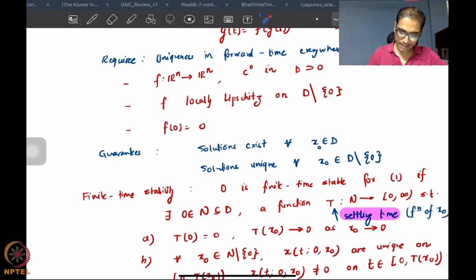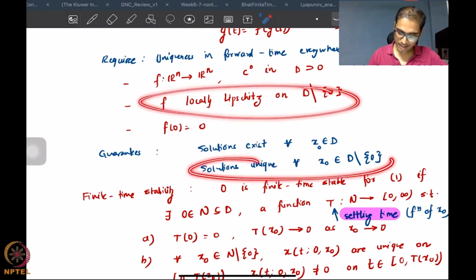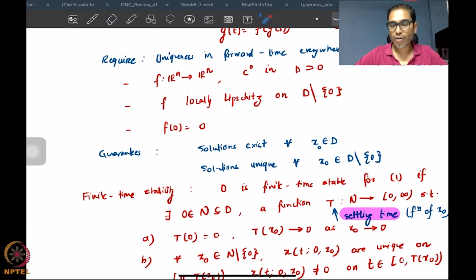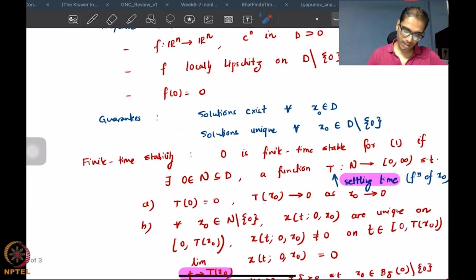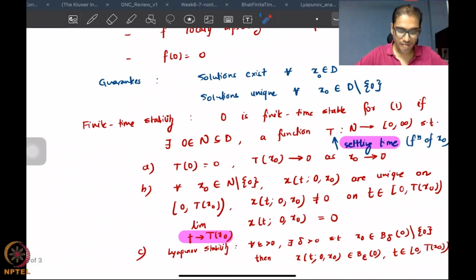this essentially guarantees that solutions exist for all initial conditions in the domain, and this Lipschitz condition essentially guarantees that the solutions are unique for all initial conditions in the domain but at the origin. So we don't want to deal with the origin because there is possibility of non-unique solutions at the origin if you are demanding finite time stability. Right. Now we also defined the notion of finite time stability.